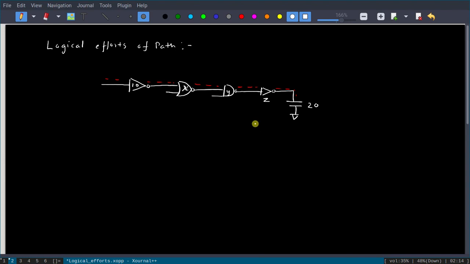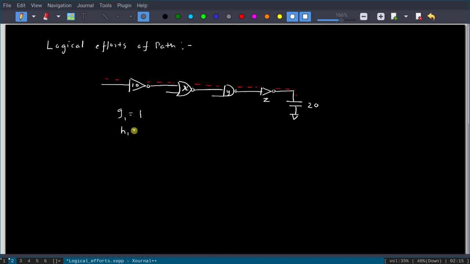Okay, so for that we need to define many parameters, many terminologies. Let us see that one by one. First, let us calculate the logical effort and electrical effort of each gate. First one is the inverter, so that one we have to calculate. What is the definition of logical effort? Logical effort of a gate is the ratio of the input capacitance of the gate to the input capacitance of the inverter for the same drain current. Since we have taken an inverter and we are comparing with the inverter itself, it has to be 1. So, G1 equals 1.